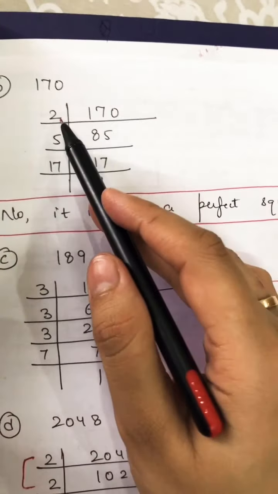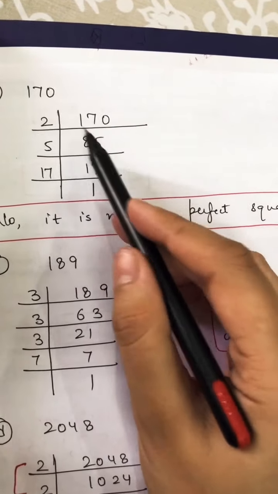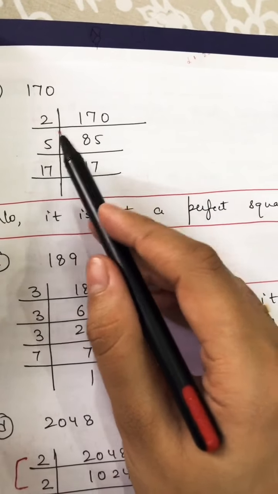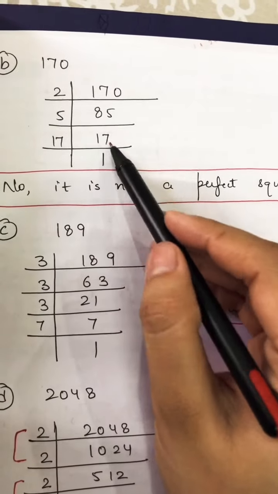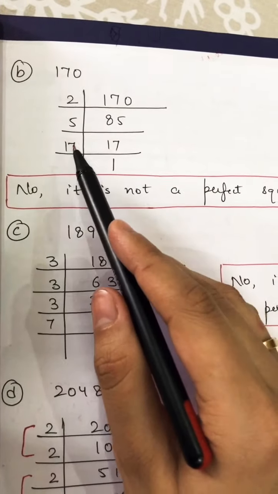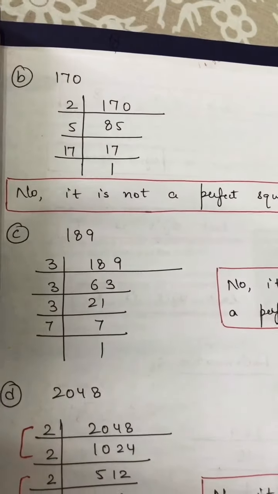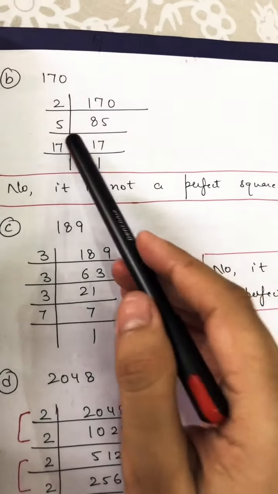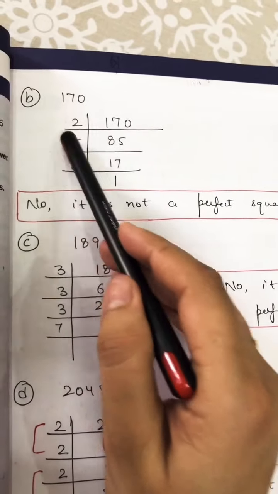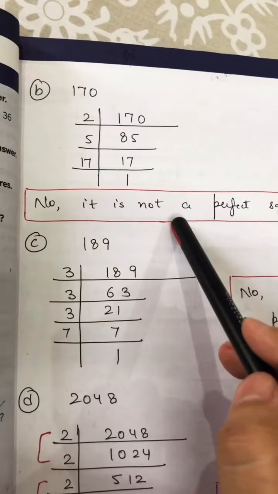Check first of all on the 2 table. 2 8s are 16, 2 5s are 10. Then not 3, not 4, it will go on 5. 5 table. 5 1s are 5 and 5 7s are 35. Then 17 is left, so 17 will go on the 17 table. 17 1s are 17. So every number is coming one time, no number is repeating.